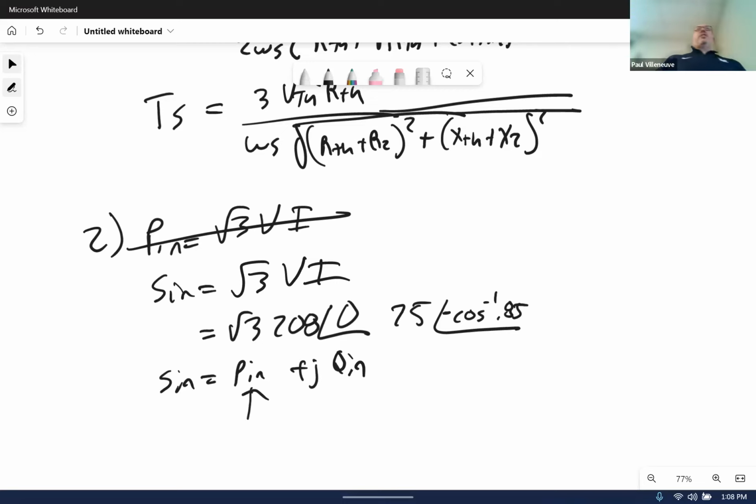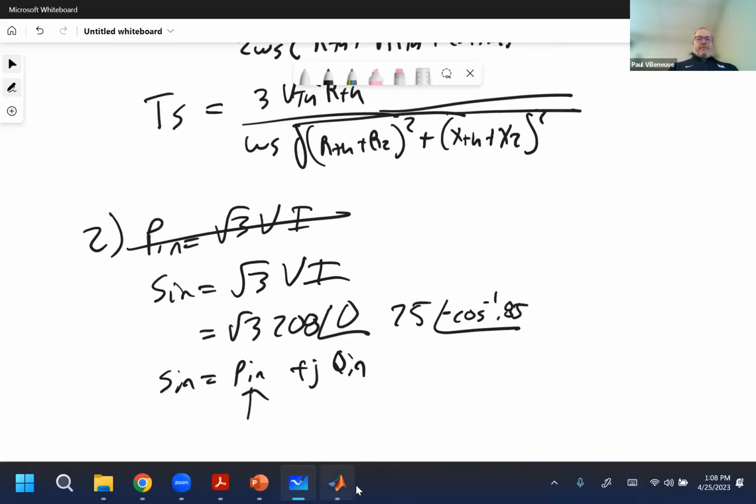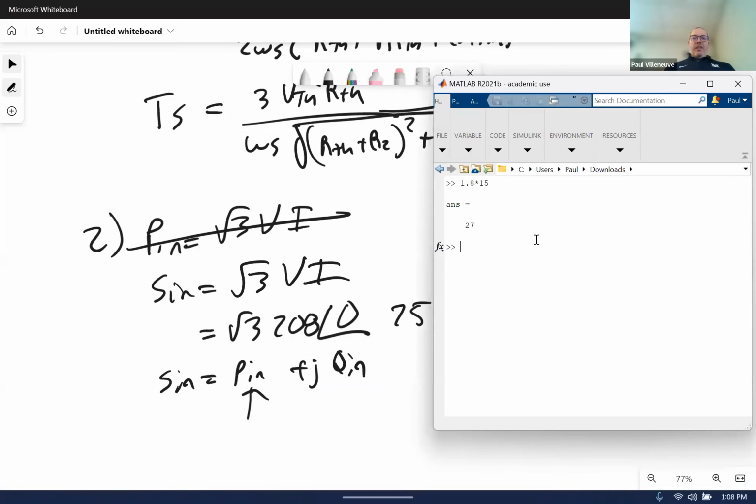From there, so you want to check the actual number? Well, let's do it for the benefit of our classmates. So V is equal to 208. I is going to be equal to 75. How do I enter in magnitude and angle in MATLAB? I will have to convert it to radians, but how do I do that? 75 times, remember, e to the negative j, because it's a lagging power factor, times the inverse cosine of 0.85, right?